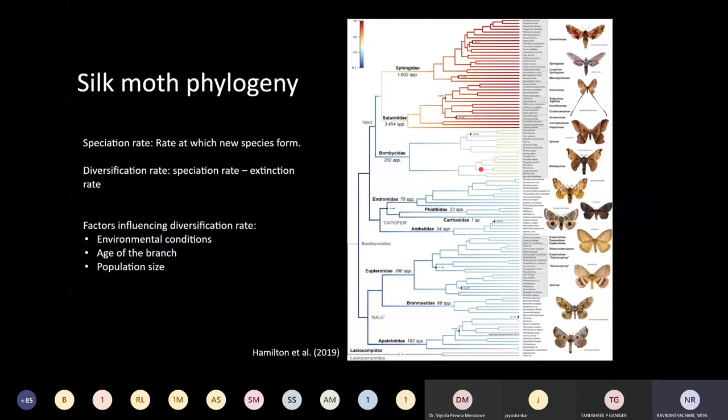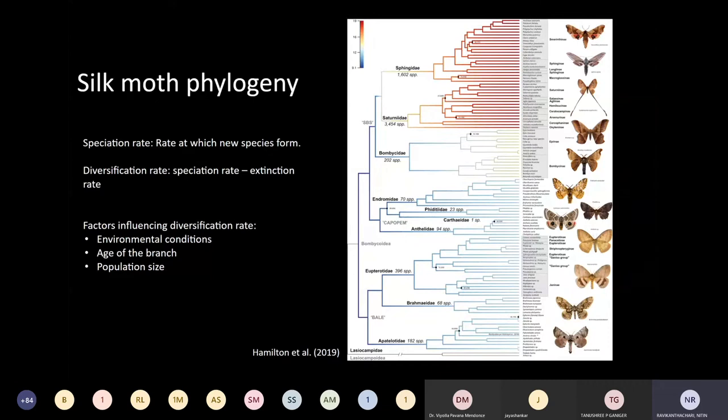So this actually depends upon three different things. The first one is environmental conditions. If you have a very uniform kind of environment, let's say if the entire world was a grassland, you would not have very diverse species because all of them would be competing for the same sort of resources. So you would have a lot of competition and a lot of extinction.